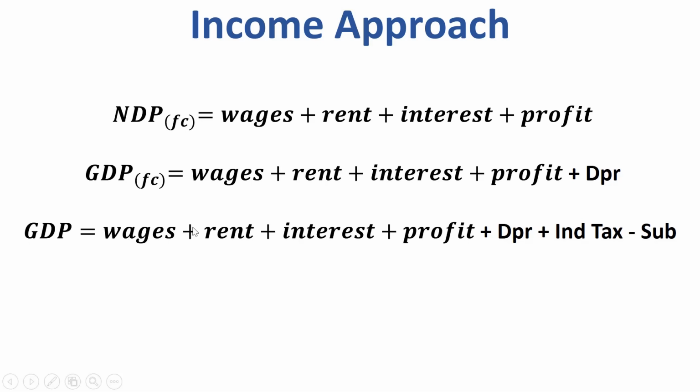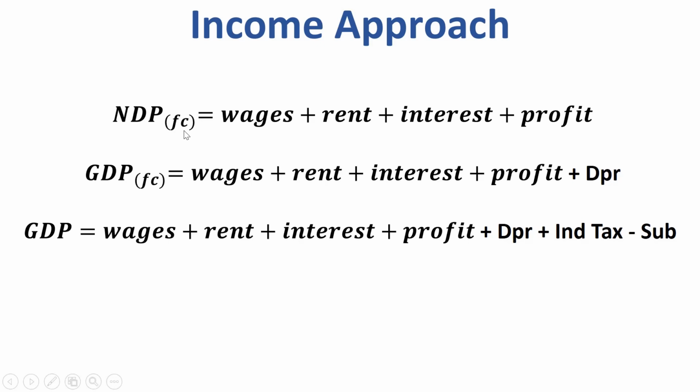Now that we have established the relation that will give us GDP using the income approach, we move ahead to look at the first relation. Why did we start by saying that when we add all the factor incomes in the domestic economy, it is equal to net domestic product at factor cost? We want to prove this.